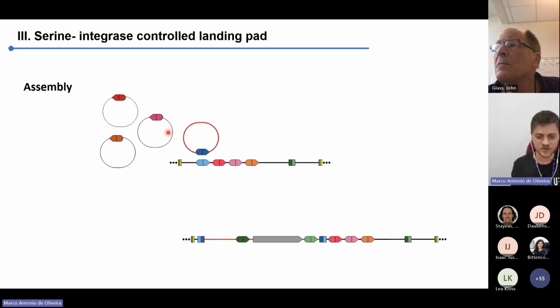Here is just a demonstration of what we expect to achieve. Once it's integrated in the genome of Syn3B, we can add a circular DNA carrying the complementary ATT B site.